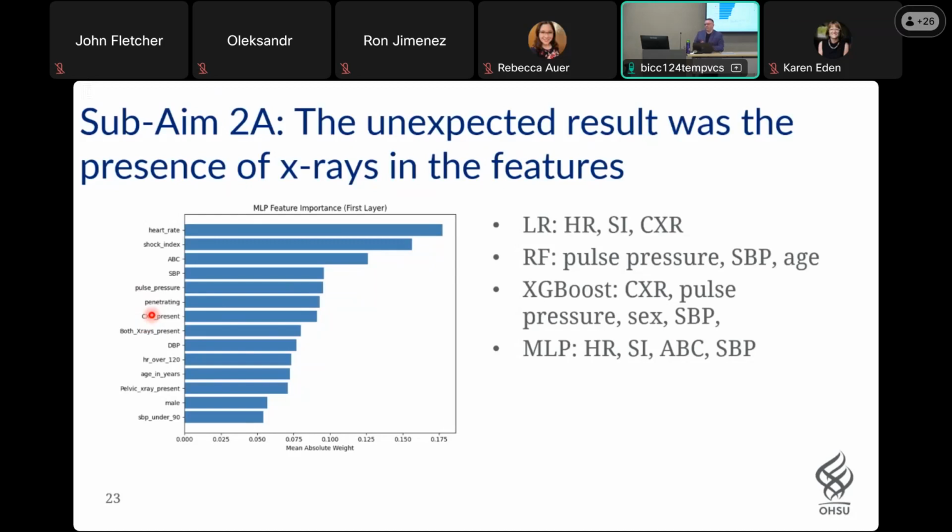When I thought about it, it actually makes sense, because when people in the trauma bay make the decision to order a chest X-ray or pelvic X-ray, it's not a random decision. They have to suspect it based on the mechanism of injury and based on the possible needs. So that might be indicative of the severity of trauma, or it also shows up as significant for blood transfusion.